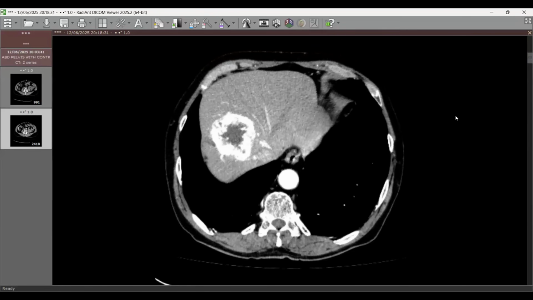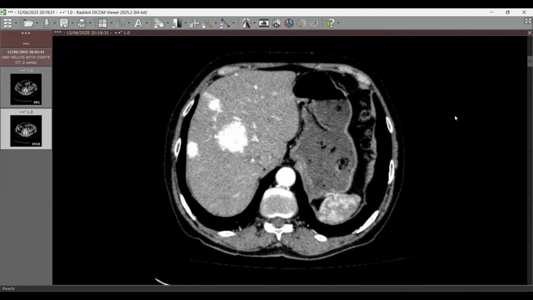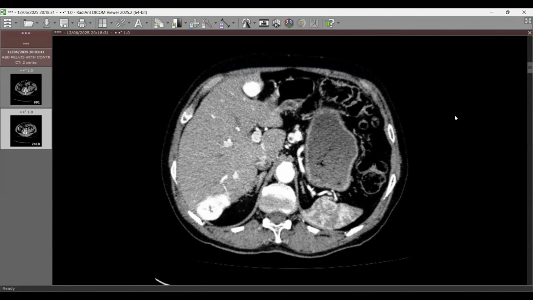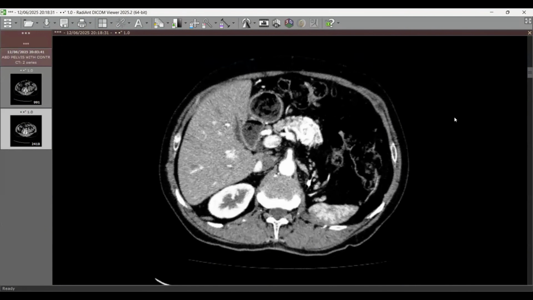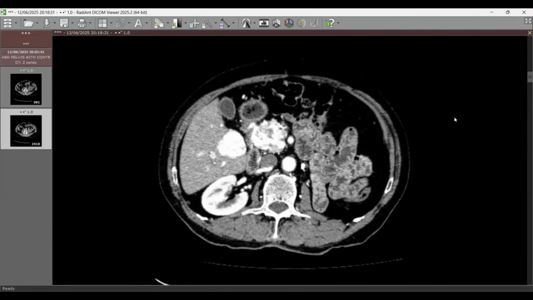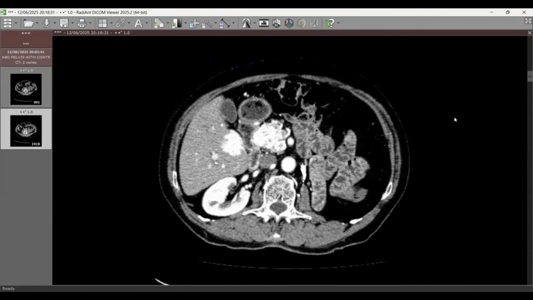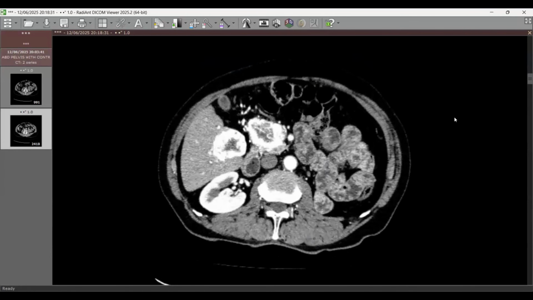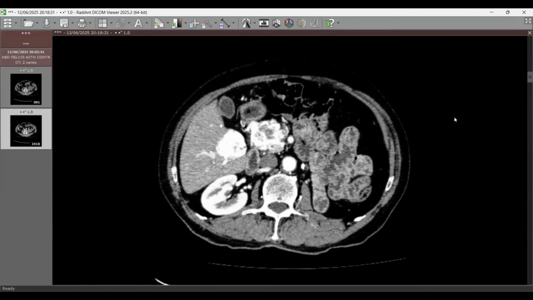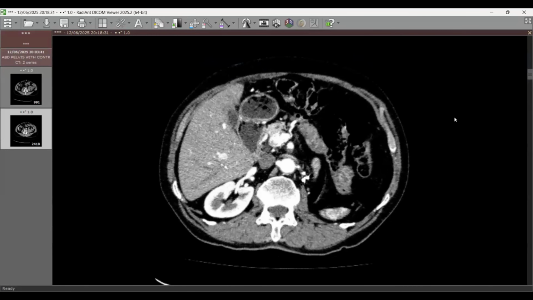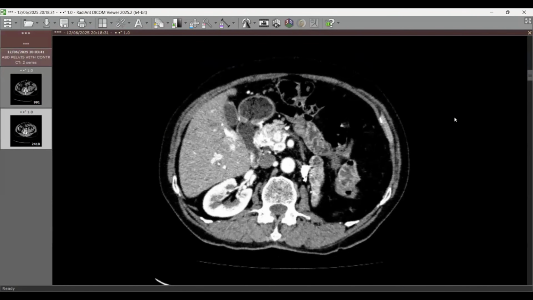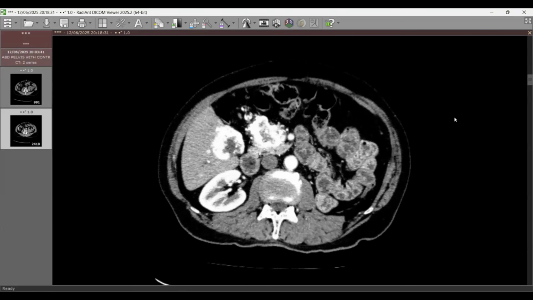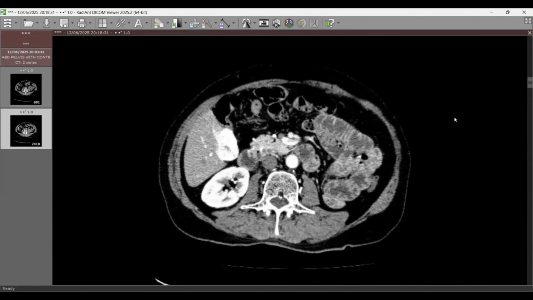I'm further seeing all the other sequences. The lesions have peripheral enhancement. I can see that there are other peripherally enhancing lesions with central necrosis located in the periportal location along the head of the pancreas. I'm trying to go further down.